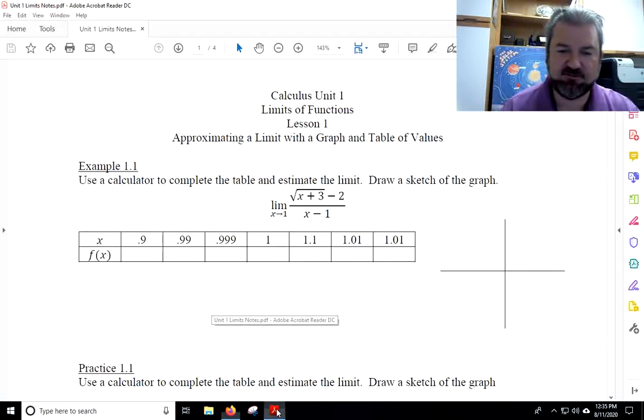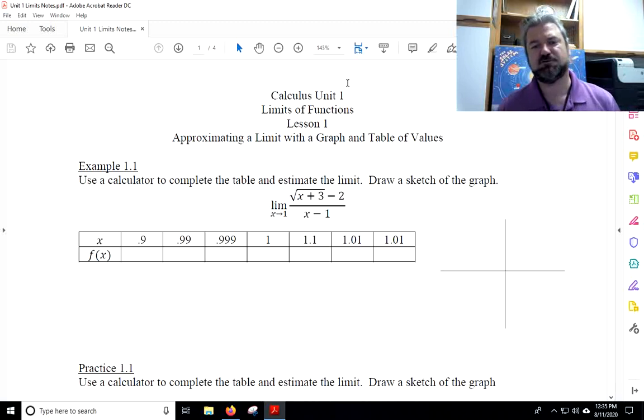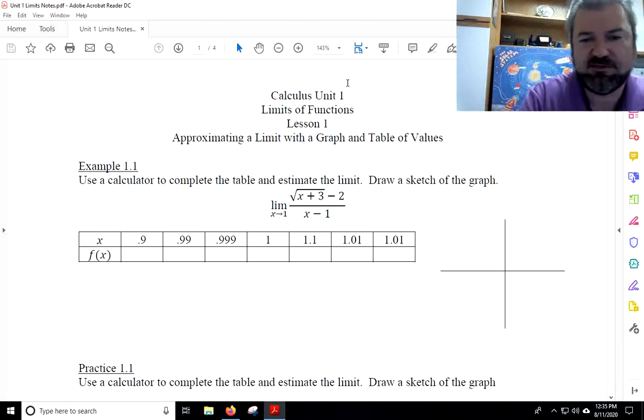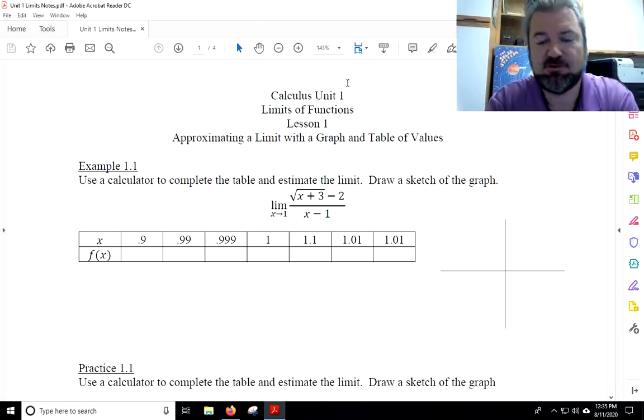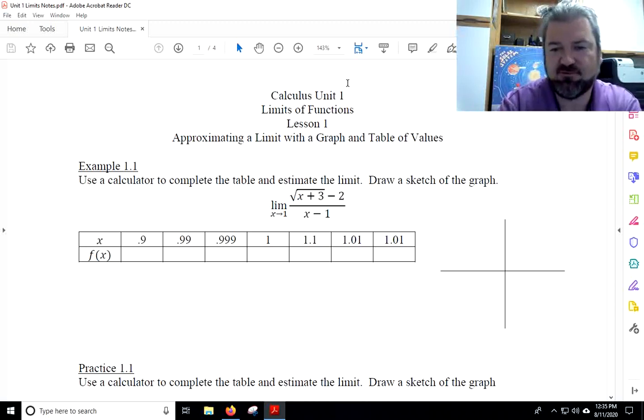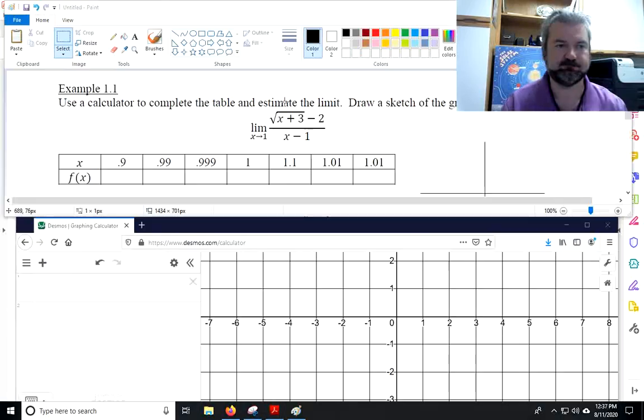So let's get right to it. This is Unit 1, Limits of Functions. In this lesson, our first lesson, we're going to be approximating a limit with a graph and a table of values. So we're going to use a calculator to complete the table and estimate the limit. We'll draw a sketch of the graph just to kind of document our journey.